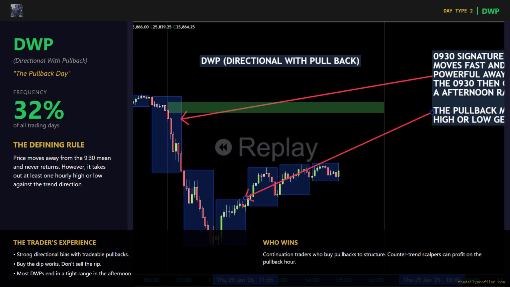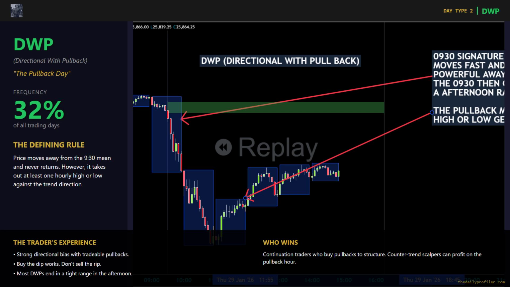What does it feel like to trade? Strong directional bias with tradable pullbacks. Buy the dip works on DWP days, but don't sell the rip. The trend is your friend. You just need patience to wait for that pullback hour. Most DWPs end in a tight range in the afternoon. The big move happens earlier in the day.